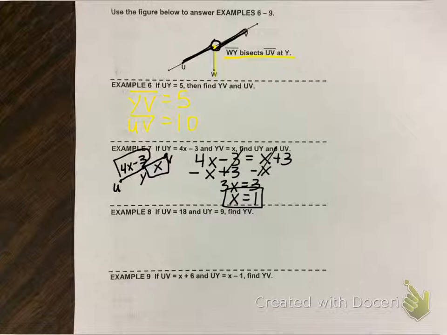But it told us to find the value of the line segment UY and UV. So what's UY? I just plug the 1 in for x. 4 times 1 is 4, minus 3 is 1. How about for YV? YV is the value of x, so it's 1, and UV is 2, because UV is the whole length. We know this is 1 and this is 1, and 1 and 1 gives us 2.